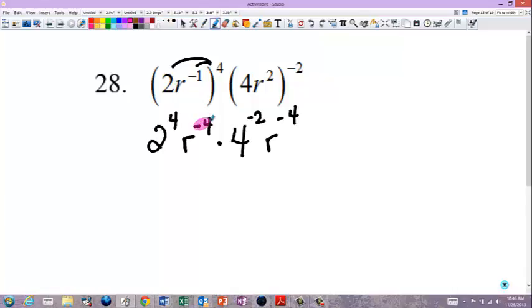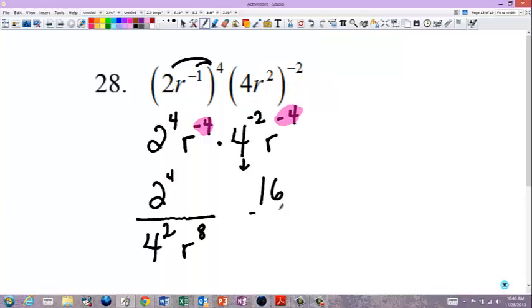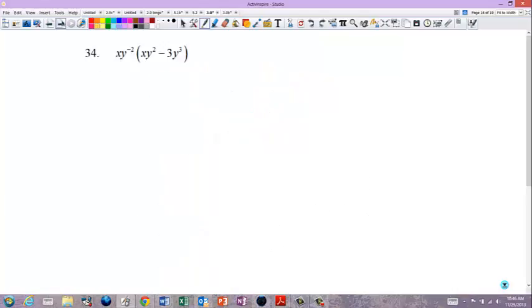I'm going to add these two really quickly, and just make that 2 to the 4th over 4 to the 2nd, because this one goes down because it's negative. And then that's r to the negative 8, which will be r to the 8th on the bottom. Yeah, I guess I could go ahead and work these up. This is 16. 4 squared is also 16. The 16s cancel, so that's 1 over r to the 8th.